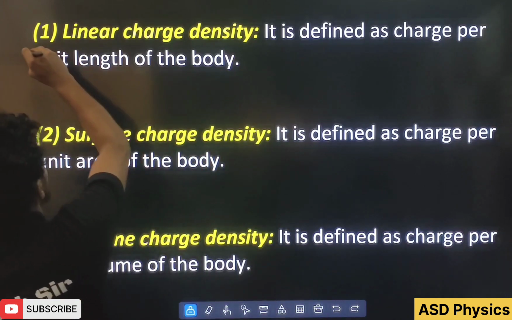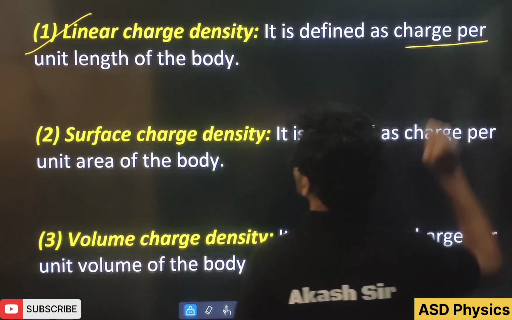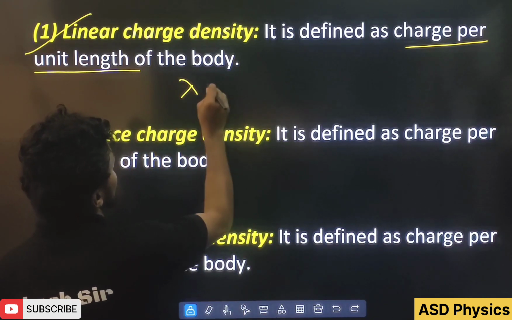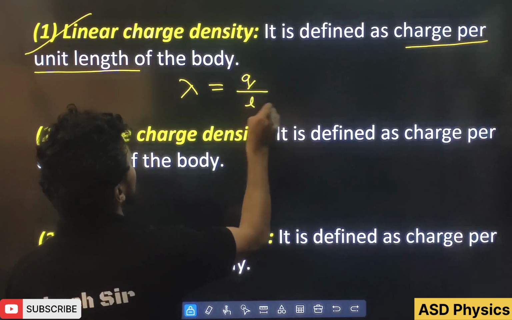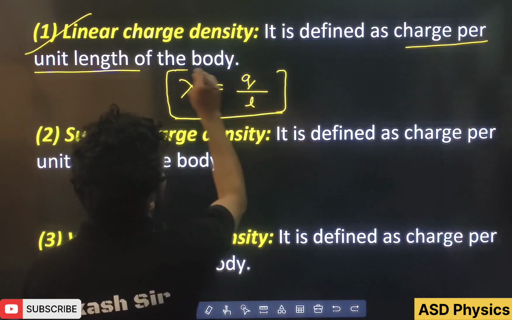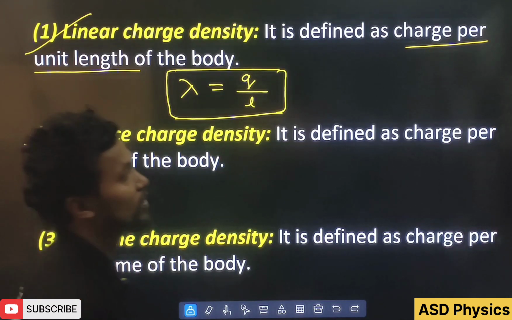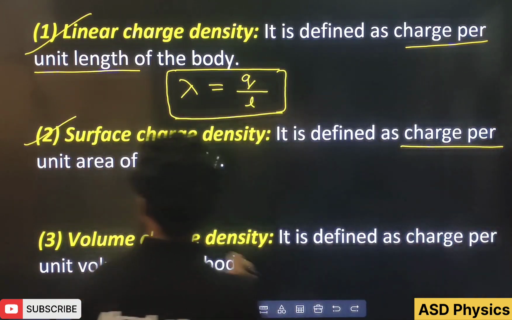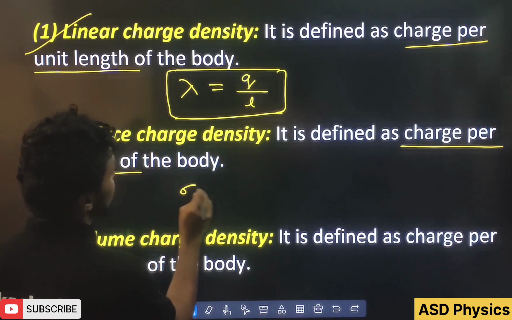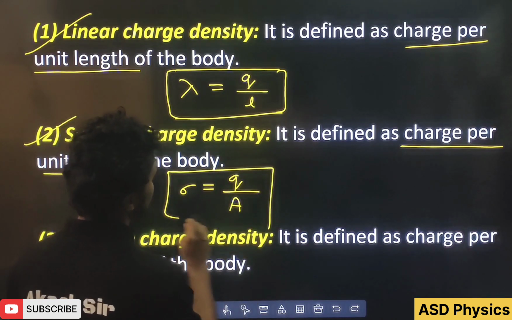So see please students, linear charge density. What is this? It is defined as charge per unit length of the body. Okay, so lambda is given by Q by L, where Q is the charge on the body, L is the length of the body. So lambda equal to Q by L. Similarly, next one, surface charge density. What is this? It is defined as charge per unit area of the body. Per unit area. That means here we will write sigma. Sigma equal to Q by A. You can write Q by S also, no problem.